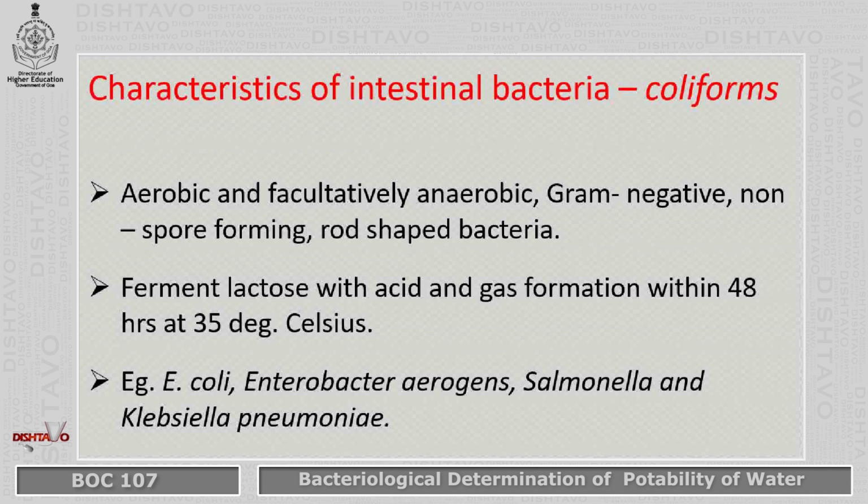What are the characteristics of intestinal bacteria, especially the coliforms? Why coliforms? Coliforms are found in large numbers. These coliforms are aerobic and facultatively anaerobic, gram-negative, non-spore forming rod-shaped bacteria. They ferment lactose with acid and gas formation within 48 hours at 35 degrees C. Some examples of coliforms are E. coli, Enterobacter aerogenes, Salmonella, and Klebsiella pneumoniae.